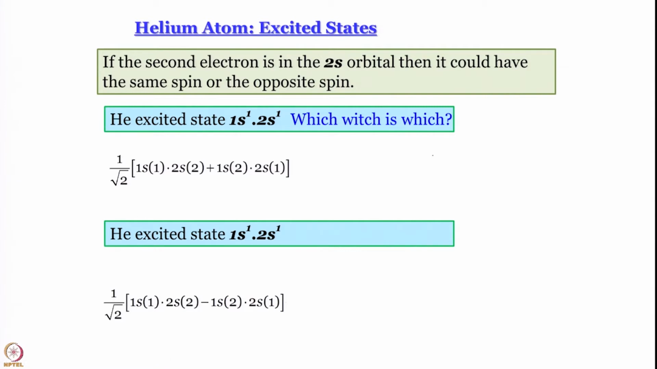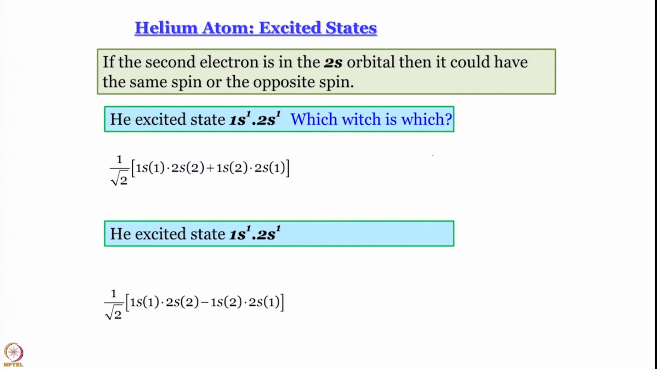Now, knowing the Pauli principle, our job should be simple. We know that the total wave function has to be antisymmetric. Now, see, a symmetric function multiplied by another symmetric function gives you a symmetric function. An antisymmetric function multiplied by an antisymmetric function gives you a symmetric function. A symmetric function multiplied by an antisymmetric function, or vice versa, gives you an antisymmetric function. So, in order to ensure that the total wave function is antisymmetric, the symmetric spatial part must be multiplied by an antisymmetric spin part.